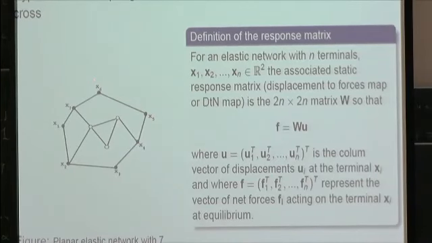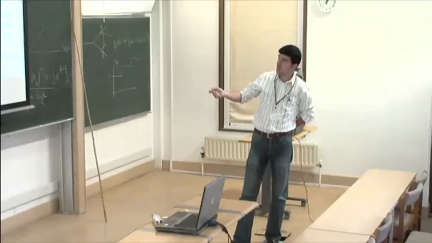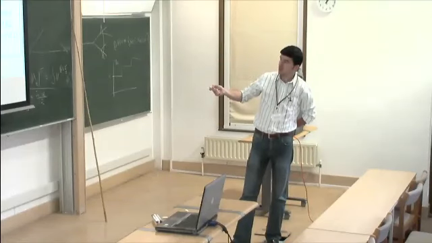What is the Dirichlet to Neumann map? In our discussion, it is what kind of forces correspond to imposed displacements at the nodes, and what are all possible such maps for two-dimensional elastic networks. Here is a definition of the response matrix of an elastic network with n terminals, x1, x2, ..., xn. So the response matrix is defined as a map from displacements to forces at the terminals.